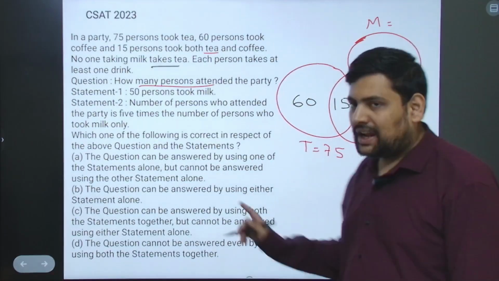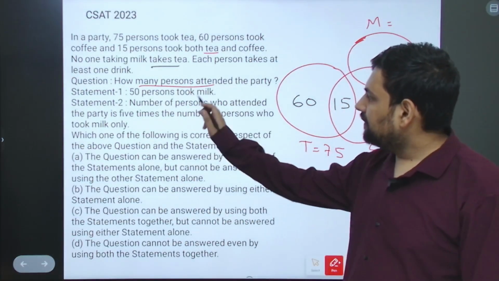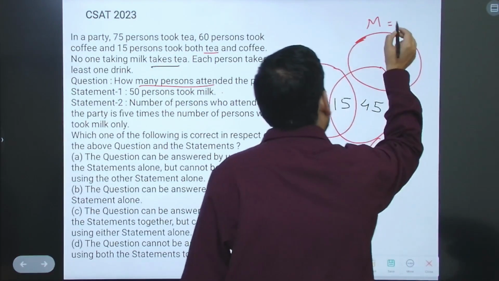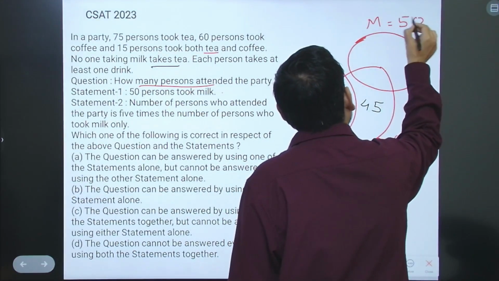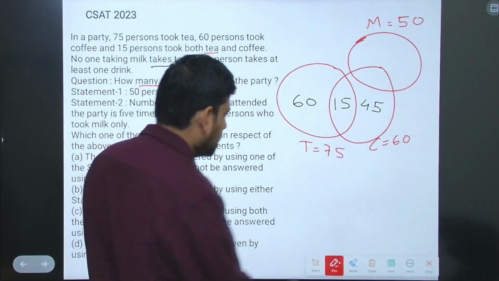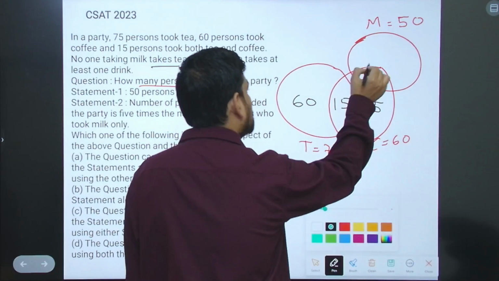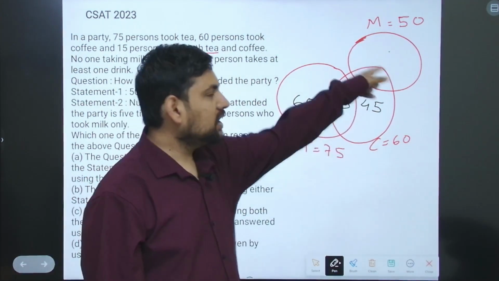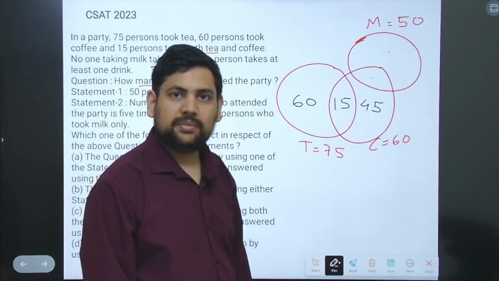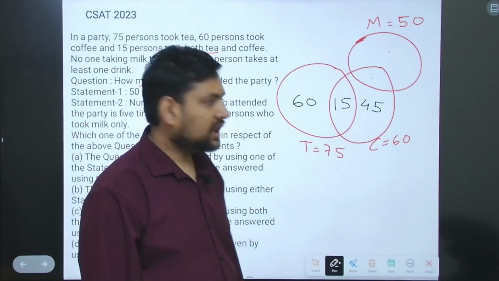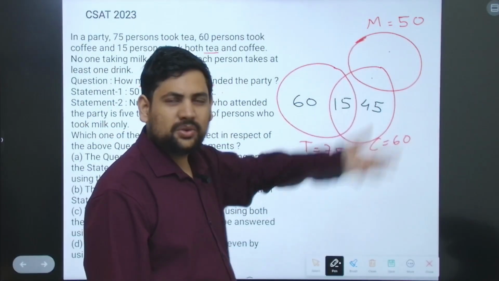Now, to answer this, first statement, 50 persons took milk. Now, 50% took milk. So this M is equal to 50. But does this help you find out this? You understand this? So basically, I need to have this and this value. Then only I can sum all the black ones and say the total number of people in the party is this much. Otherwise, I will be counting twice, thrice, I don't know how many times.